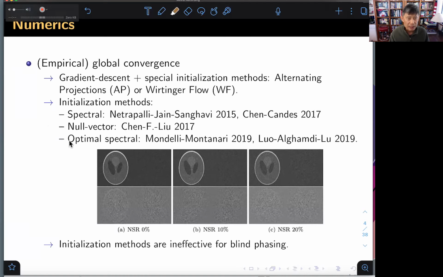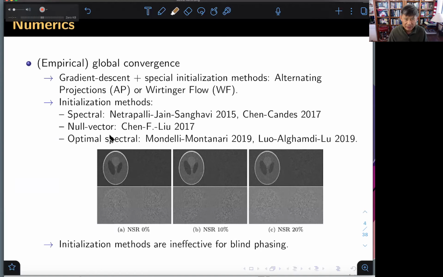Now, the optimal spectral method is very promising. It's particularly well performing when you have more than 2 diffraction patterns. Once you stay at 2 diffraction patterns, the null vector method actually works much better. Here I'm plotting the phantom as an object, with 2 independently coded diffraction patterns measured, and you use that to do initialization.